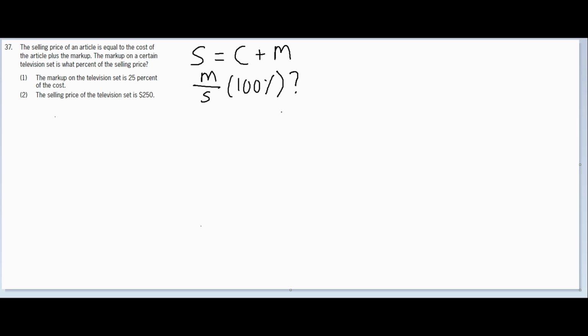We'll put a question mark after that to indicate that that is essentially what we're looking for. Now, of course, we don't have to actually calculate that, but we just have to be sure that we're able to calculate it definitively.